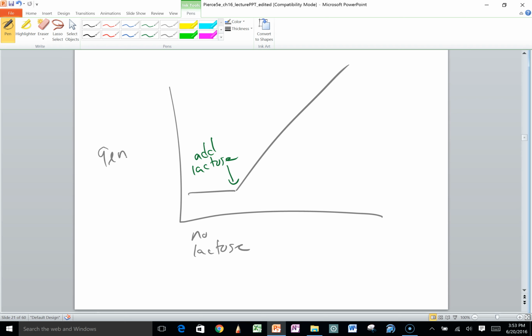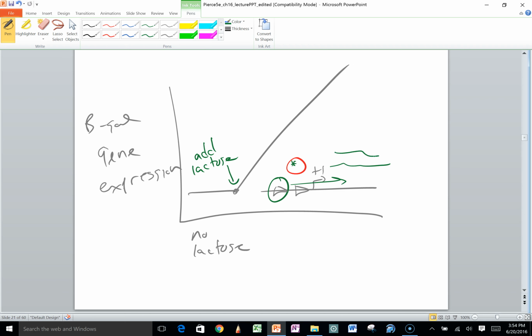And we're measuring gene expression. You can measure gene expression in various ways. Who cares how we do it? Usually we measure beta-galactosidase activity. So we add lactose, it gets turned on, and what happens right here? What's happening is lactose is binding onto the repressor. RNA polymerase is present, and it starts transcribing the gene, and then you make the proteins, and you're off to the races.